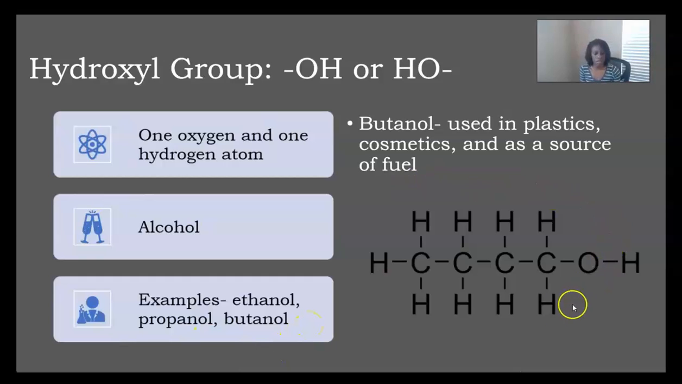So here's an illustration, well, a structural formula illustration of butanol. Okay, so we see the carbon skeleton with the carbons and the hydrogens, and then we have this OH added. Now notice the OH is not going to be right beside each other. There's a bond in between that oxygen and hydrogen, just like there's a bond between any other 2 atoms. So butanol is used in plastics, it's used in cosmetics, and it's the source of fuel.